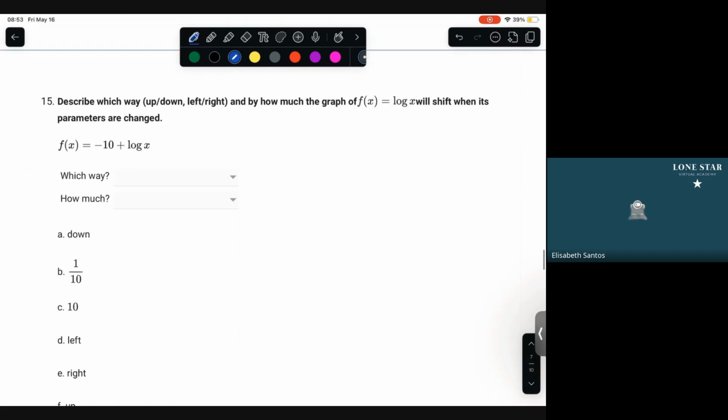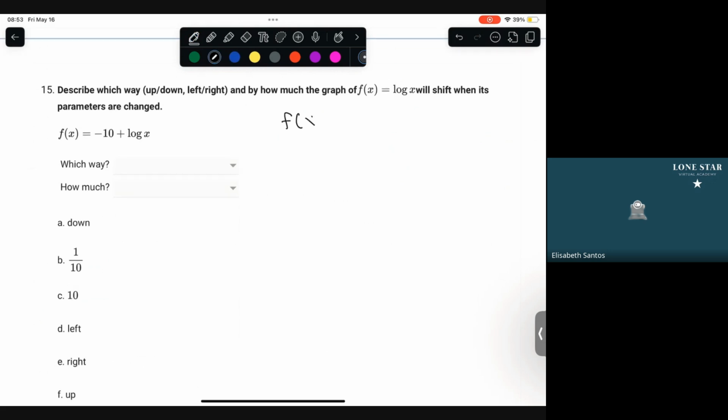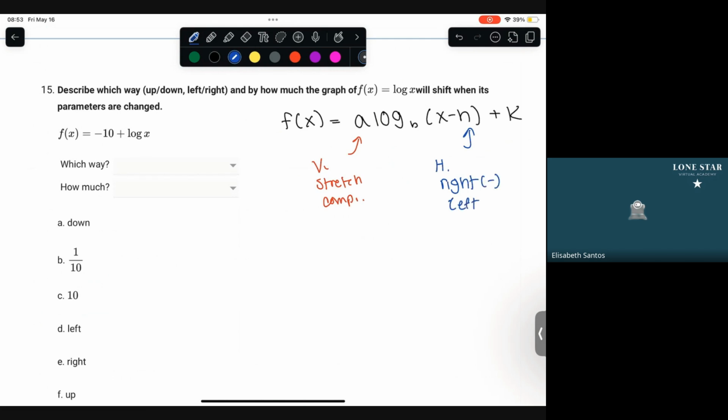Okay, so 15. Describe which way, up or down, and by how many the graph will shift. Let's do the general a times log base b of x minus h plus k. Remember, a is a vertical transformation. It's going to be a stretch or a compression. H is a horizontal transformation. You're going to go right if you see minus, or left if you see plus. And then k is also a vertical transformation. You're going to go up if you see plus, and down if you see minus.